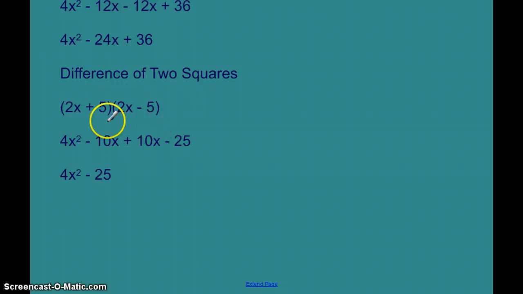So when I go ahead and FOIL that out, 2x times 2x is 4x squared, 2x times negative 5 is negative 10x, 5 times 2x is 10x, and 5 times negative 5 is negative 25. In this case, those middle terms do end up canceling out because you have a negative 10x and a positive 10x that makes 0. So you're left with 4x squared minus 25. So that's how we're going to do our multiplying binomials. We're just going to simply distribute or use the FOIL process and then combine our like terms.